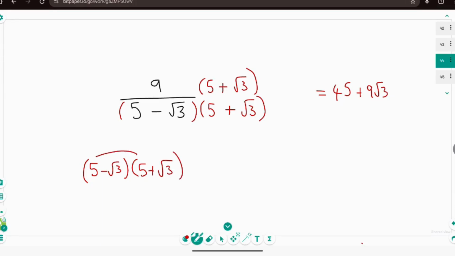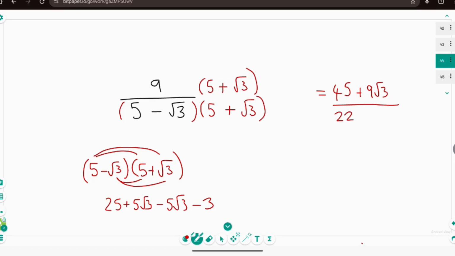5 times 5, 25. 5 times positive root 3, 5 root 3. Negative root 3 times 5, negative 5 root 3. Negative root 3 times positive root 3, negative 3. Simplify, 25 take away 3 is 22. 5 root 3 minus 5 root 3 cancels out, 0. So that is our answer here.